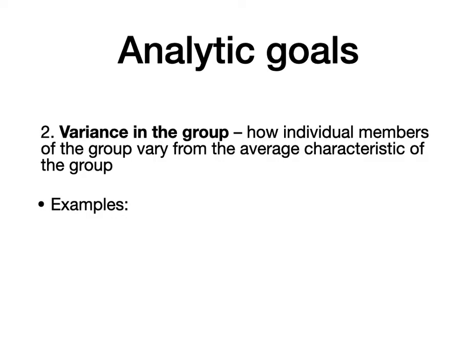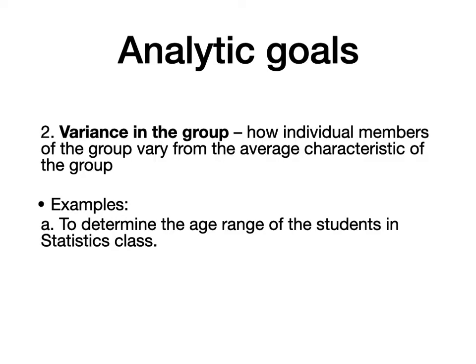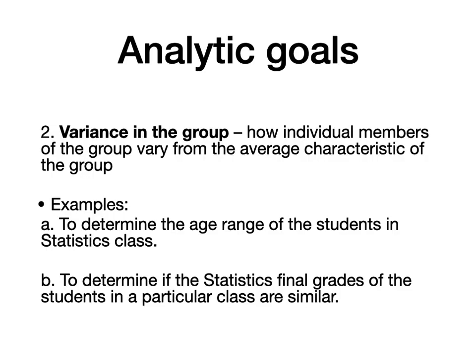Now let's take the following example. Say you would want to determine the age range of the students in a statistics class. So when we talk of the range, as we have pointed out earlier, it is simply the difference between the highest and the lowest value in your distribution. Okay, so if you would want to determine the age range, basically you are referring to the variance in the group.